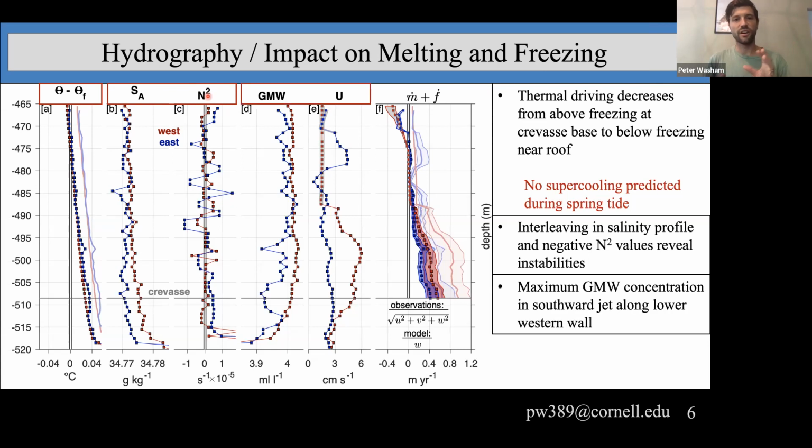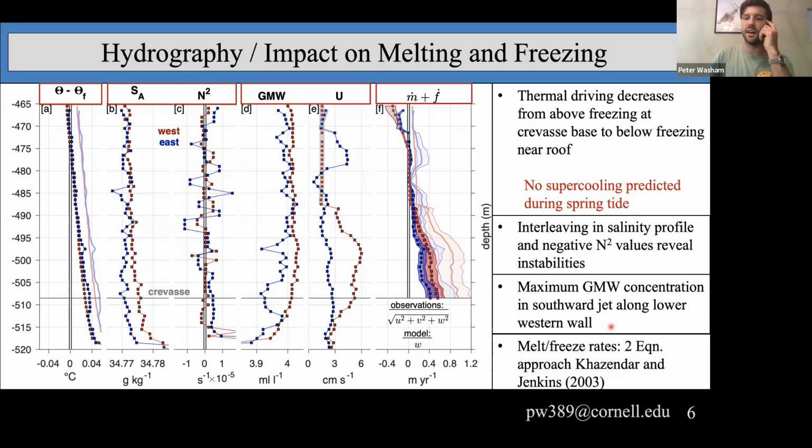In that jet that we saw on that lower western wall, we have the maximum concentration of glacial meltwater, as well as the fastest current speeds. So this is an interesting feature that's pushing flow through the crevasse. And then finally, we can use this two equation approach from this paper right here and combine it with this canonical three equation or two equation melt rate approach of this Holland and Jenkins paper to estimate melt rates and freezing rates throughout the crevasse.